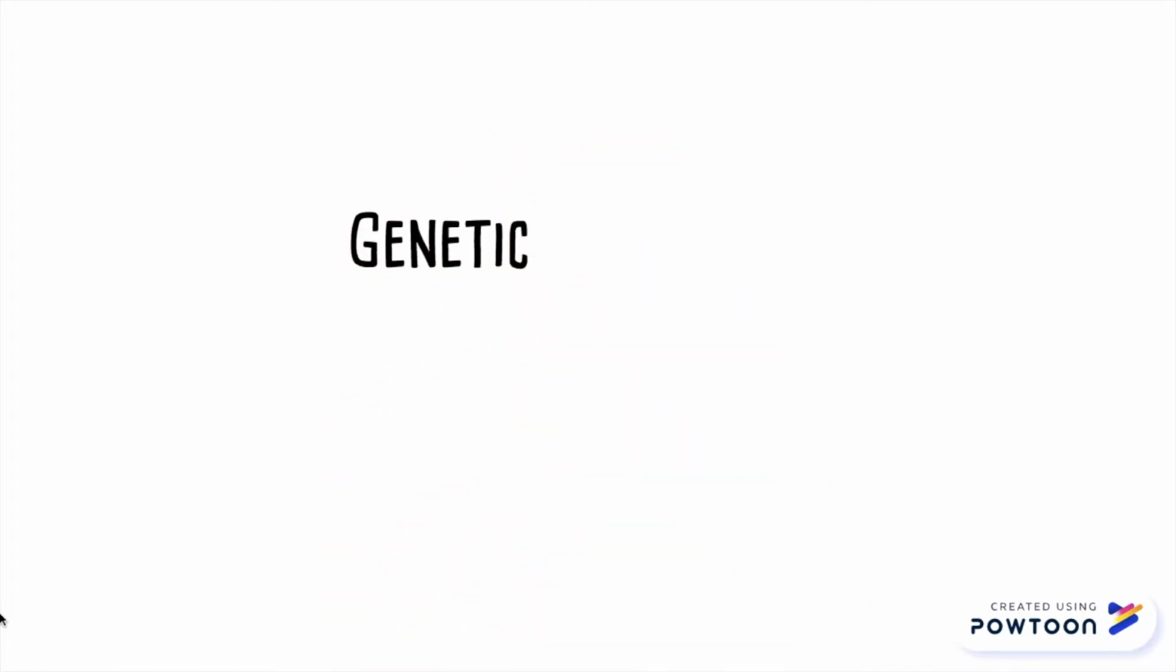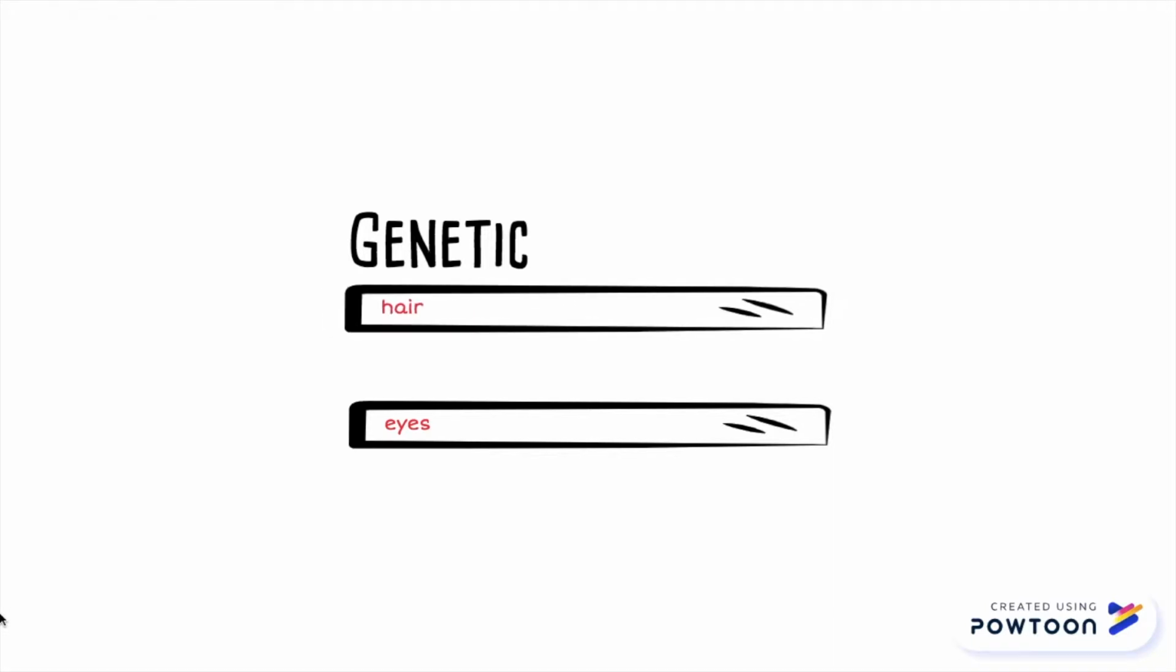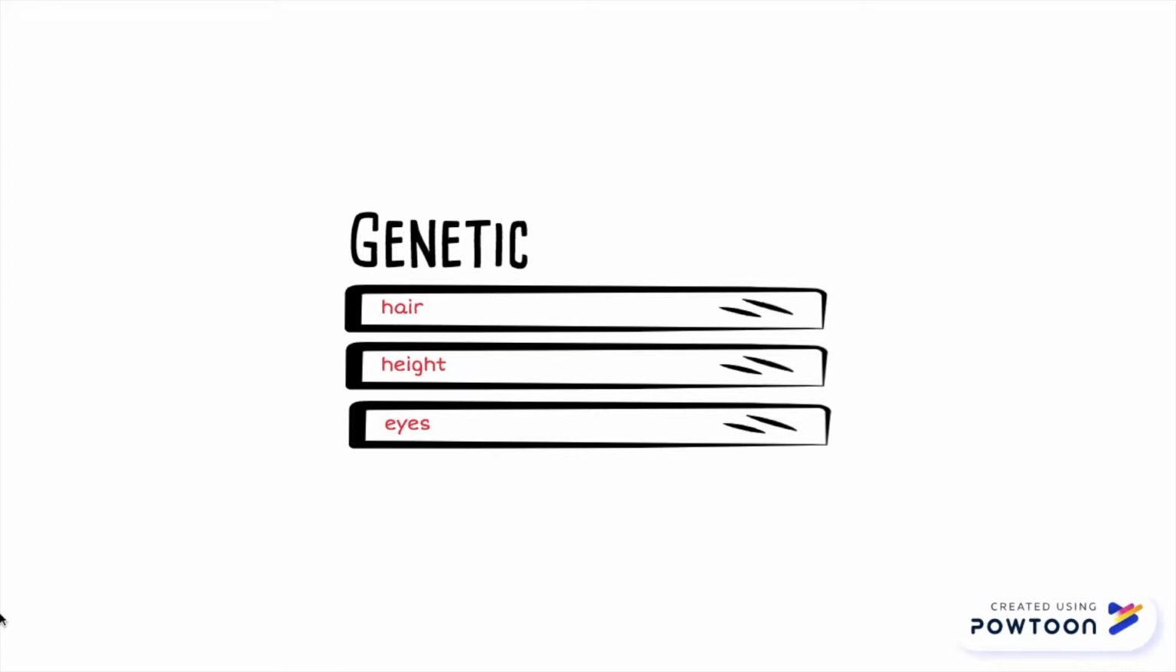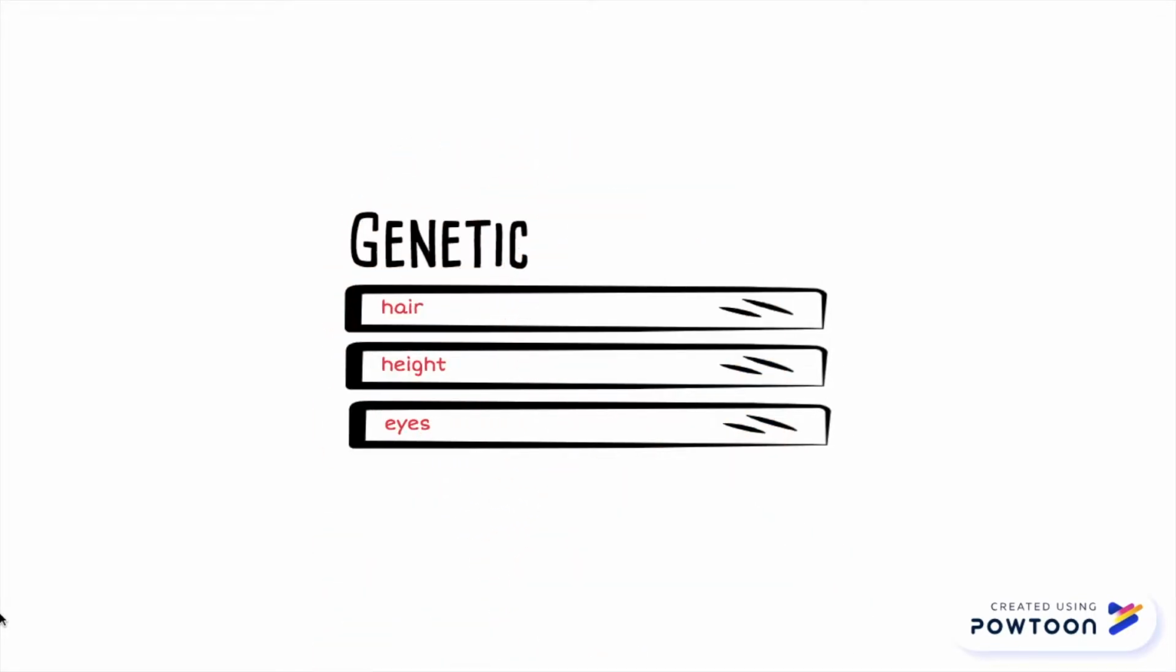These are the ones that we inherited from our parents, such as the color of our eyes, our hair, if it's curly or straight, our height, and actually some diseases that we might develop. These come in the code that our parents give us when we are in our mother's womb.